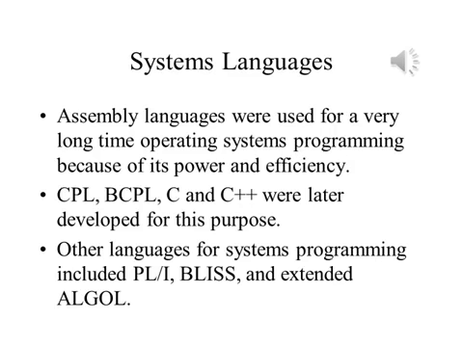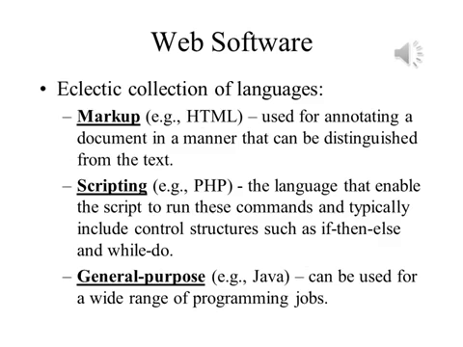This led to the creation of B and then C, in which the Unix operating system was written. And, of course, this gave way to C++. There have been other languages used for writing system software, and they all have been able to support the necessary data structures.